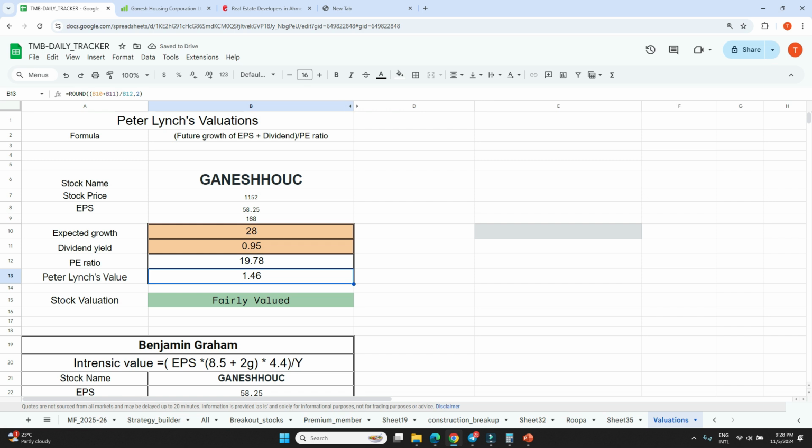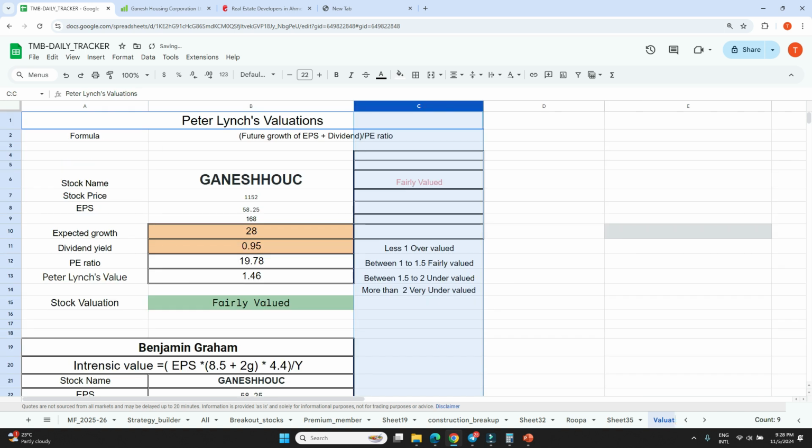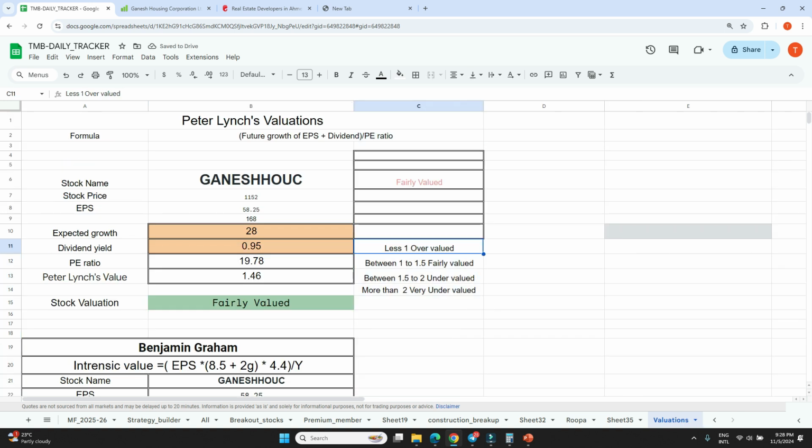Future growth of the EPS plus dividend by PE ratio. The future growth I am expecting is 28%. The range of this value: if it is less than 1, overvalued. Between 1 to 1.5, fairly valued. Between 1.5 to 2, undervalued, and more than 2 is very undervalued.